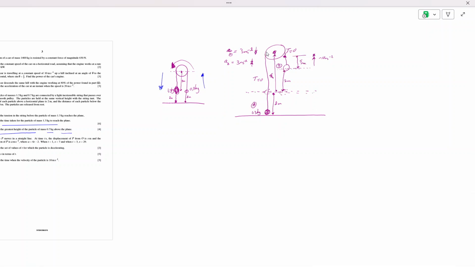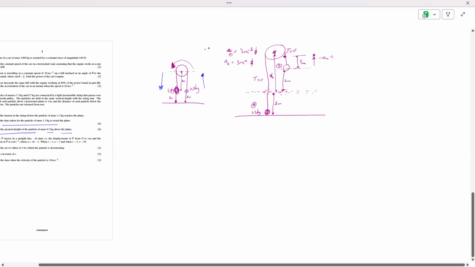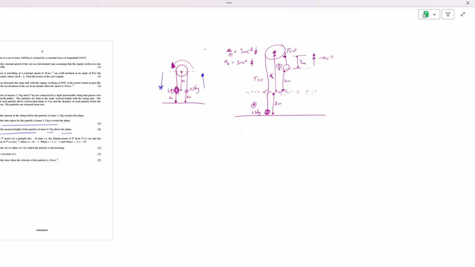Since we know that the acceleration is constant, we can use the SUVAT equations. And that is what I'm going to do. So first I'm going to find the velocity of B, the 0.7 kg mass, after the 1.3 kg reaches the plane.